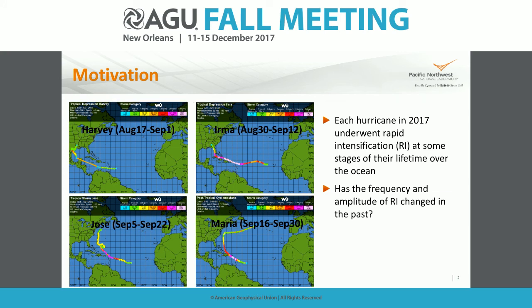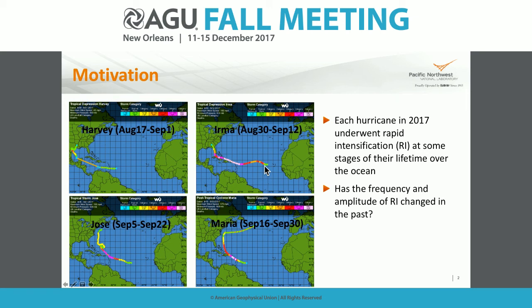If we look at the hurricanes, the different colors correspond to the category of the hurricane, meaning the wind speed. For example, yellow is a category one hurricane, orange is category two, and red is category three. If you see rapid changes from yellow to orange and to red, that means rapid intensification is going on. Let's give an example here, if you look at Irma.